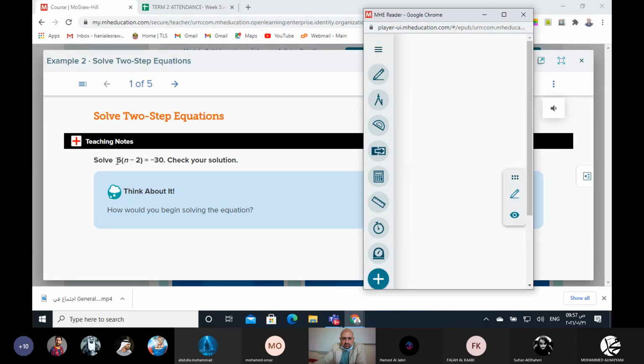Okay, we have this problem now. Solve this equation. We have 5 multiplied by, between parentheses, n minus 2 equal minus 30. Then check your solution. You have 1 or 2 minutes, please. Tell me your solution. Start, please.